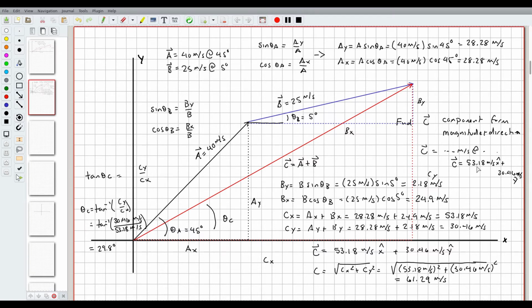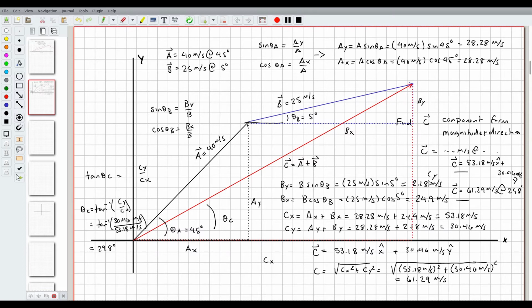So that's the component form right there. And then the magnitude and direction would be 61.29 meters per second with an angle of 29.8 degrees. Right there. A lot of work, I know, but unfortunately it's very important. Now, that's simple addition.